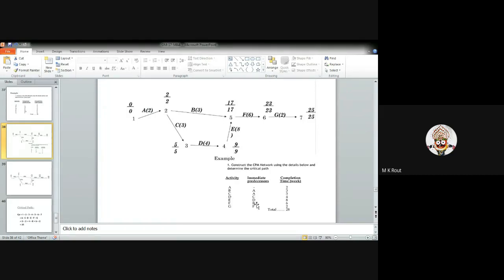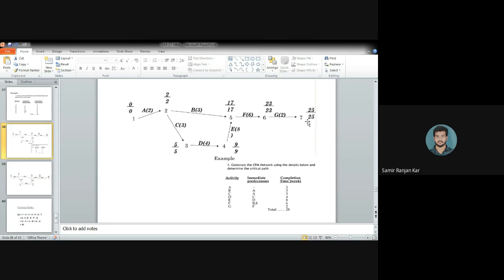The next one is from B to F and E to F. E to F is given as 6, that is 17 plus 6, that is 23. And the next one is F to G, which is given 2 as the completion time, that is 23 plus 2, that is 25 by 25. Is it clear? Sir, both precedents are there for F, B to F and E to F.